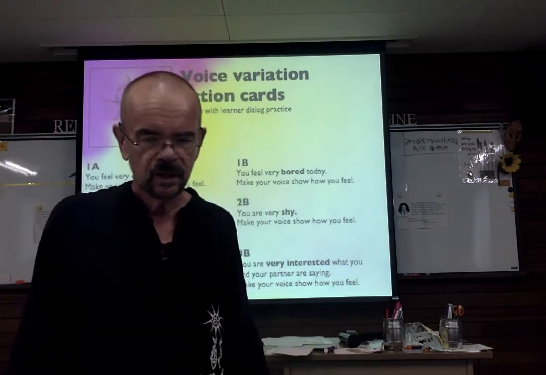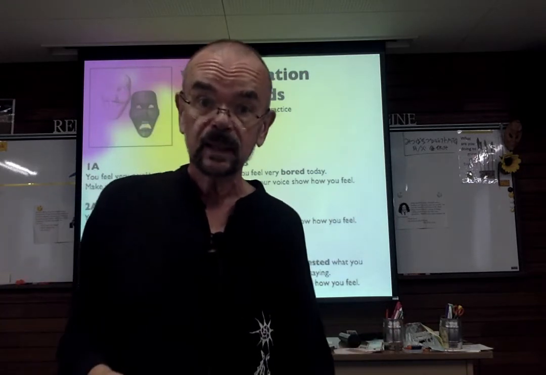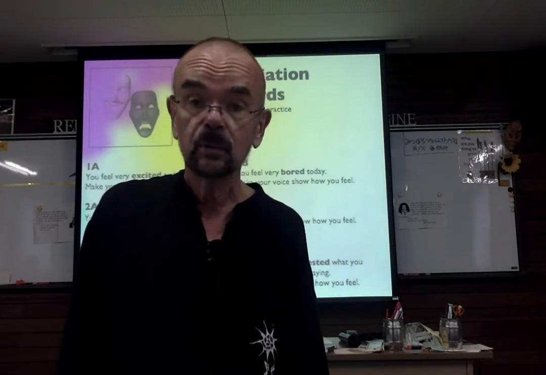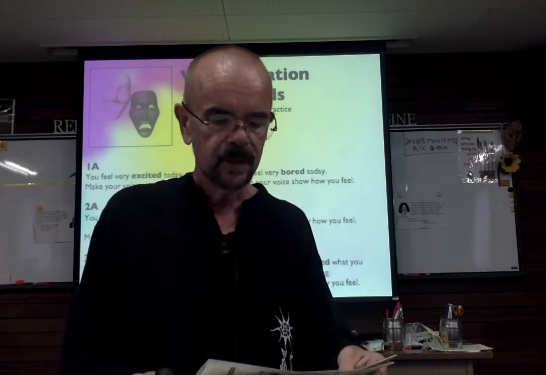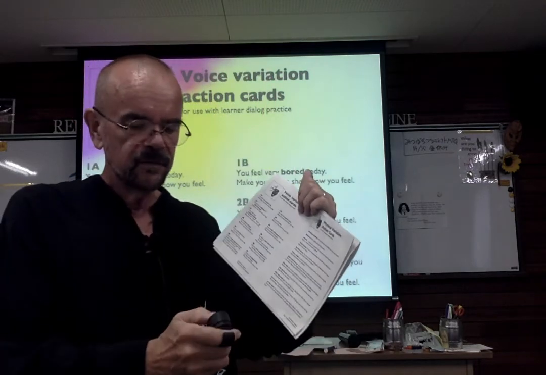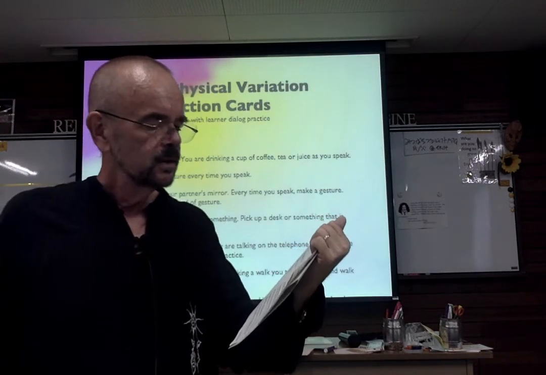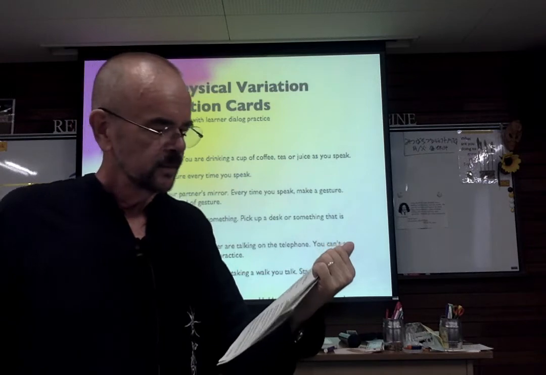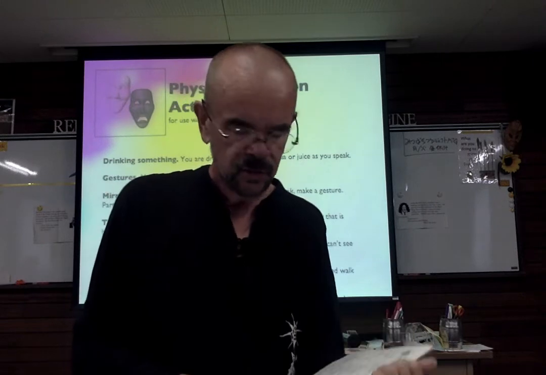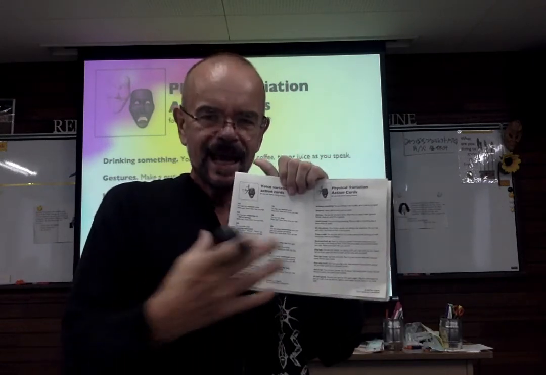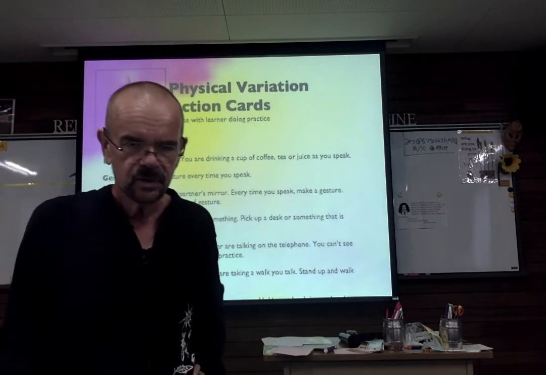So that conversation, "What do you like to do in the weekends?" "I like to go to movies." It could be, "So what do you like to do in the weekend?" "I like going to movies." Yeah. Use your voice to show emotion. Okay? Or physical variation. You're drinking coffee. Gesture every time you talk. Mirror each other. Do the same actions as your partner. Many things. You can add these to any conversation, any dialogue, just to make them more interesting.